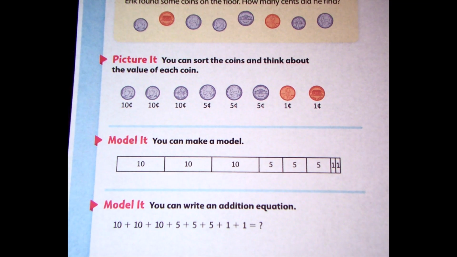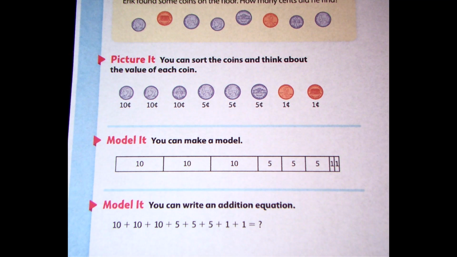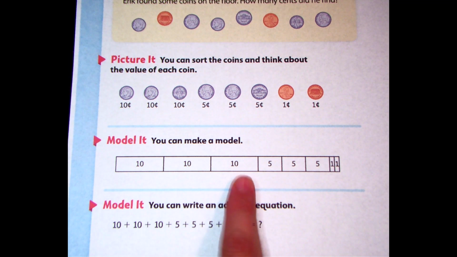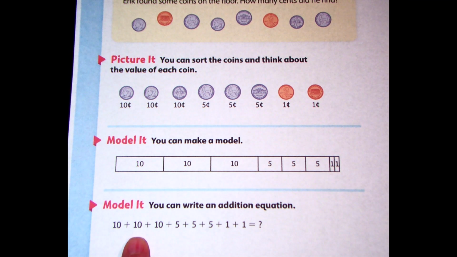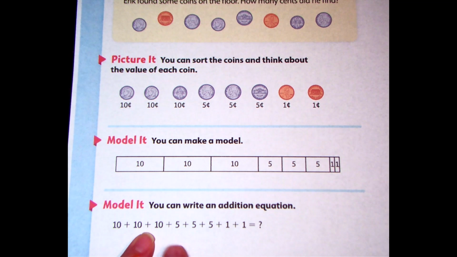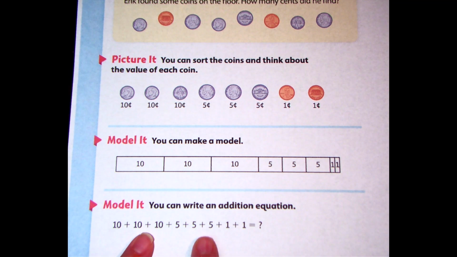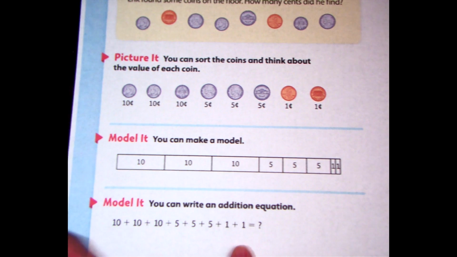Okay, you can also write an addition equation. So there are 3 tens here. So I have 10 plus 10 plus 10 plus my 3 5s here. So 5 plus 5 plus 5 plus my 2 pennies, 1 plus 1.